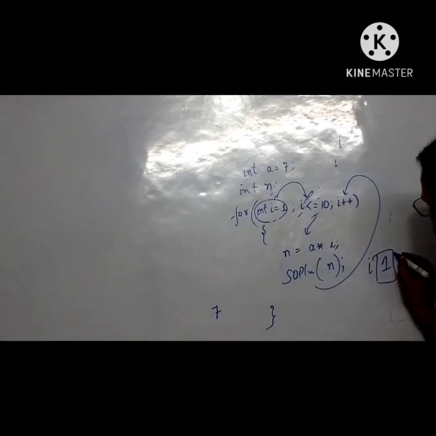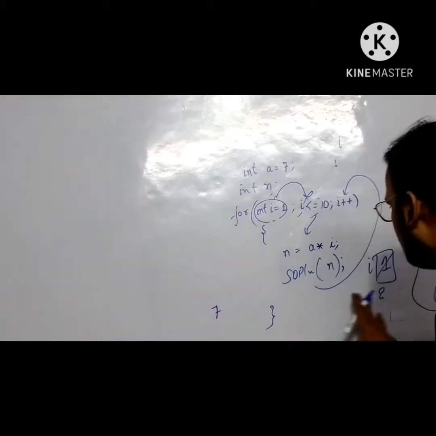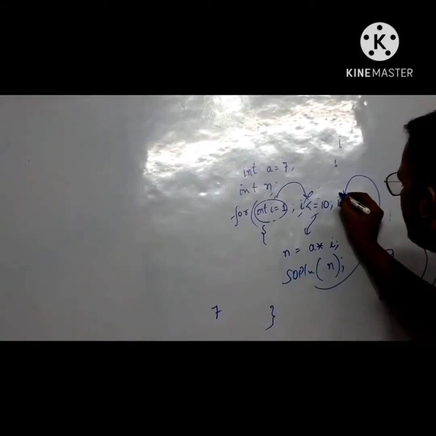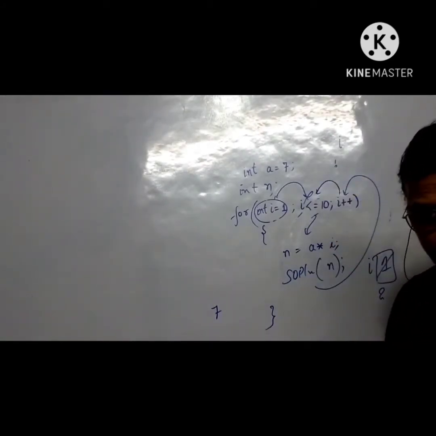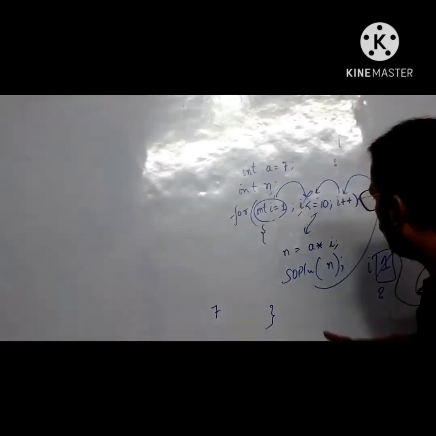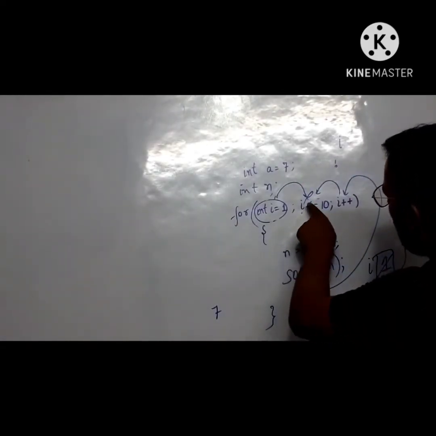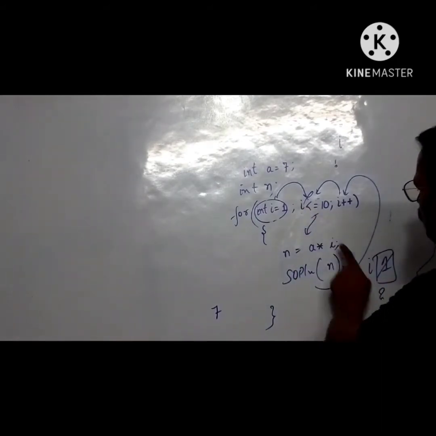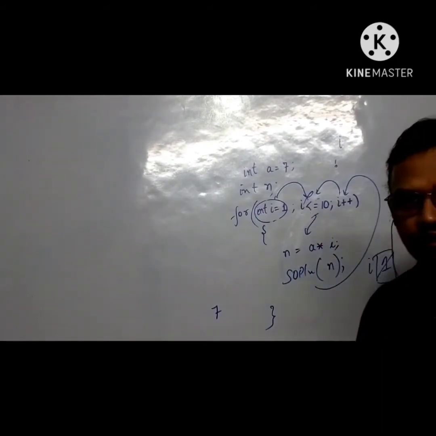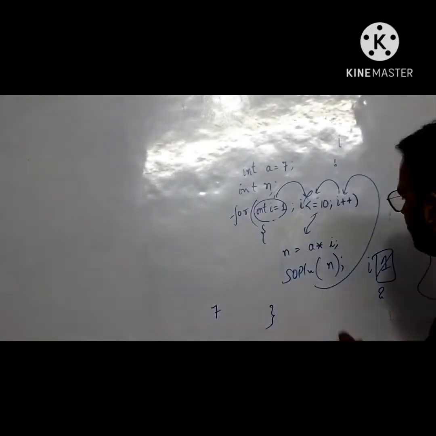i++, I is equal to 2. What is happening to the I? I becomes 2. Now again it came back to the condition. Just understand the flow. Again it came back to the condition and is again checking: what is I? 2. Is 2 less than 10 or not? Yes, it is less than 10.